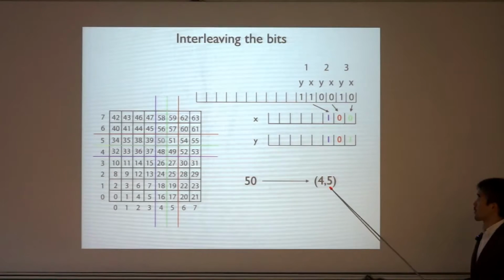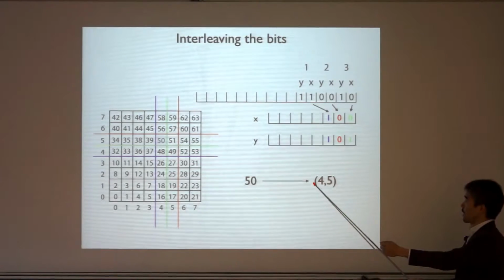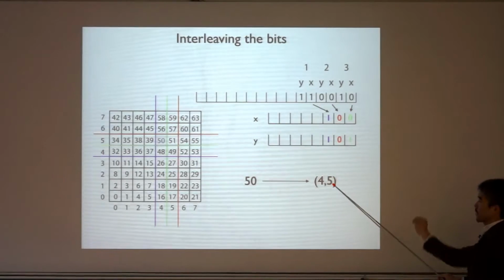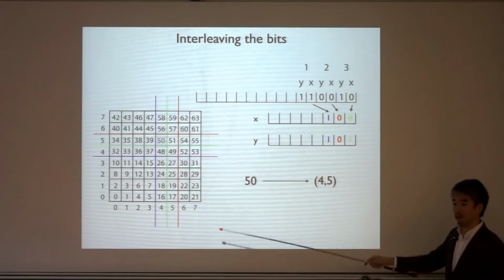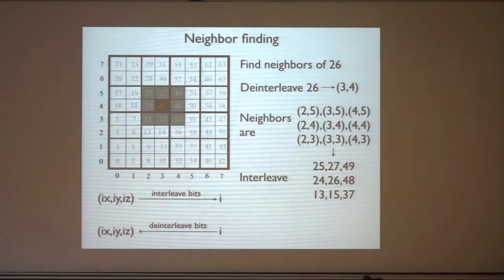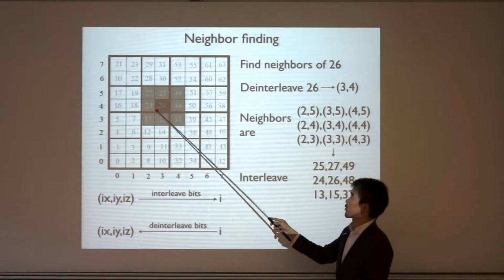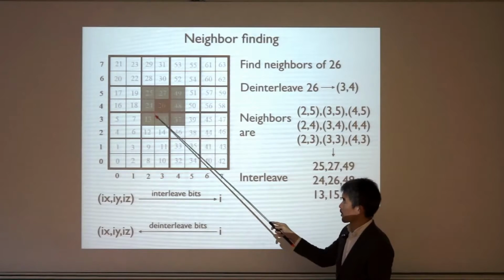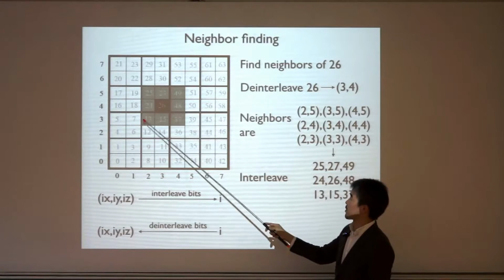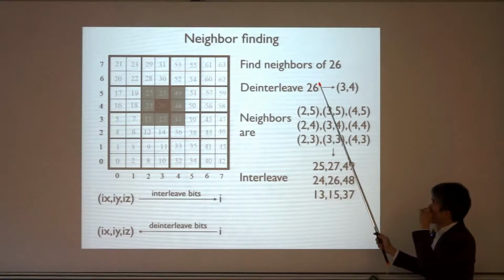Once you get this number, finding your neighbor is very easy. All you need to do is subtract 1 and add 1 to get your left and right neighbors. You just need to subtract 1 and add 1 to get your top and bottom neighbors. So neighbor finding becomes a very easy manipulation. So let's say I want to find my neighbors of 26. And I'm given the Morton index 26, but nothing else. And I want to get these numbers, 13, 15, 37. So how do I get these numbers? It's done in the following steps.